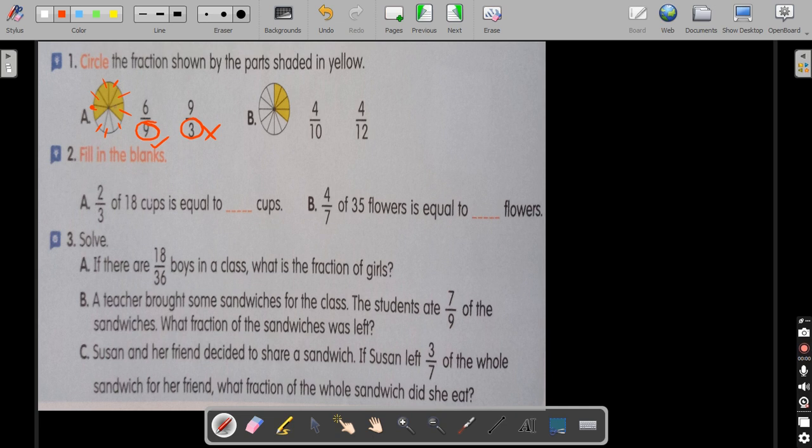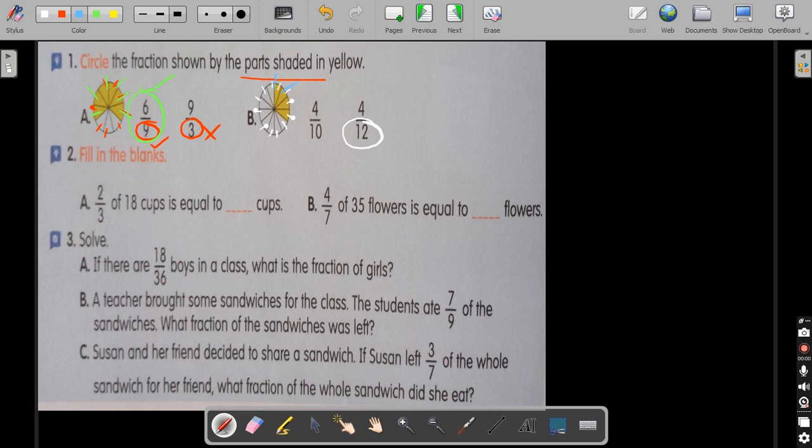Second, we need to select the shaded part. They are telling the part shaded. So how many parts are shaded in this also? Let me count. 1, 2, 3, 4, 5, 6. 6 parts are shaded. So 6 by 9 is the correct answer. Now next, in question number B, every time, students, I am counting the number of parts. Let us count: 1, 2, 3, 4, 5, 6, 7, 8, 9, 10, 11, 12. 12 parts, so divided by 12. Very good. And how many parts are shaded? Let us count by a different color.